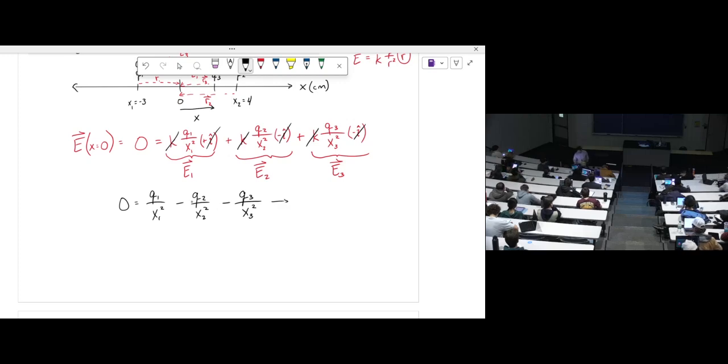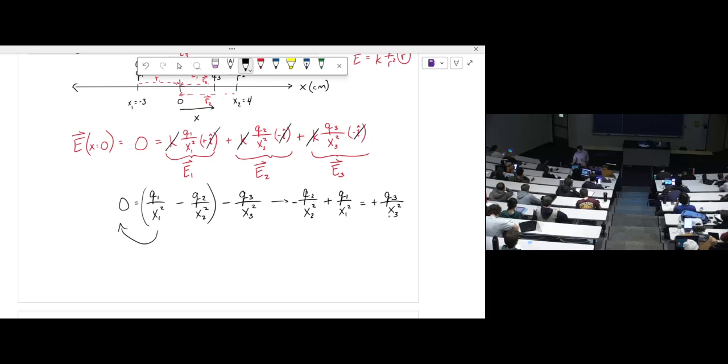So let me subtract this term across. So I get q2 over x2 squared minus q1 over x1 squared is equal to minus q3 over x3 squared. I guess it would have made more sense to add the other one across, because now what we can do is take the negative of everything. Yeah, that makes more sense.